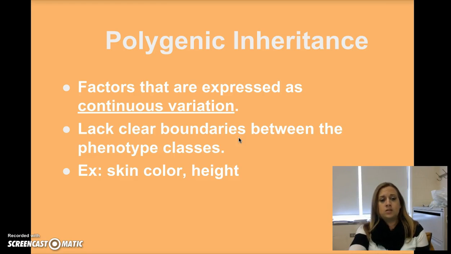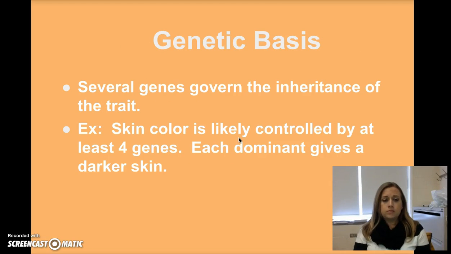So you are not just black or white with only 2 skin colors. There is a range of skin colors. Along with height, you are not 5 foot tall or 6'5" and nowhere in between. You have a very continuous scale of height as well as skin color, and so there are not very clear boundaries between these phenotypic classes. When you have polygenic traits, you generally have several genes that are governing the inheritance of that trait.